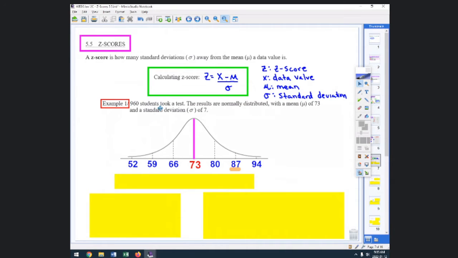So 960 students took a test. It might not be relevant right now. The question is, what is the z-score for 87 in the above example? Okay, so if we go with what we've already done, a z-score of 87 is how many standard deviations away from the mean?